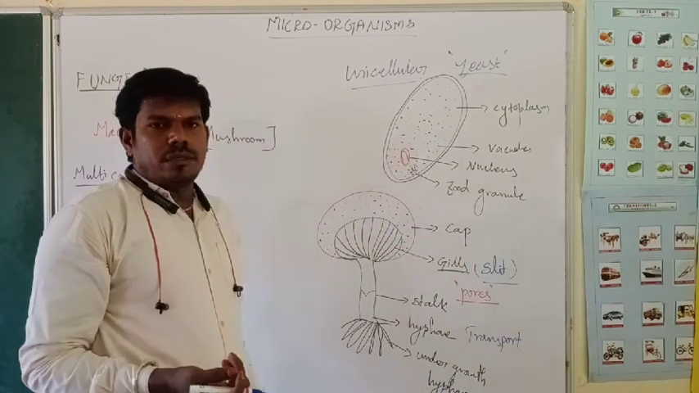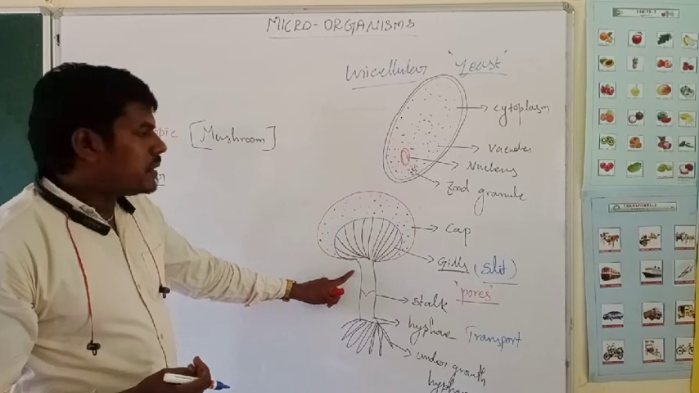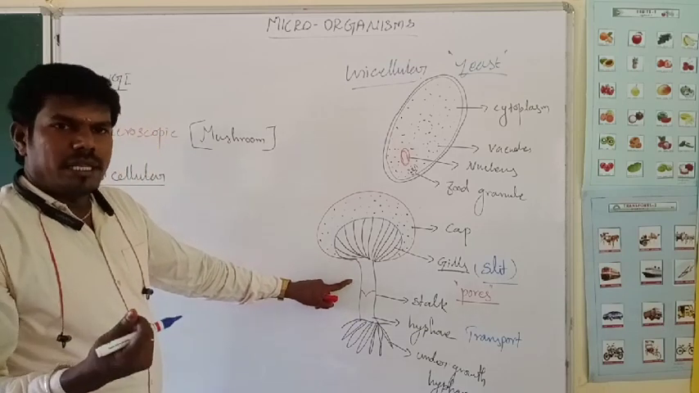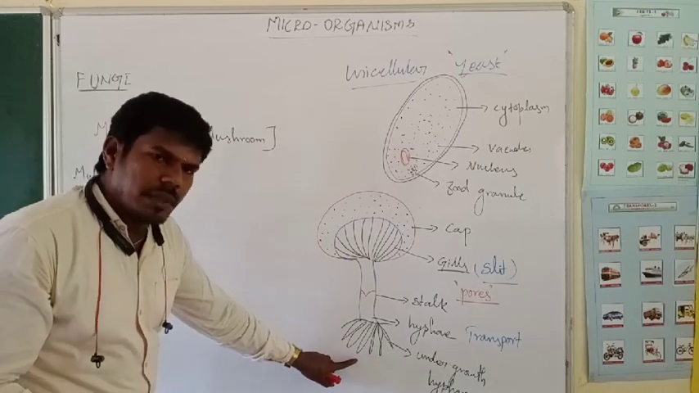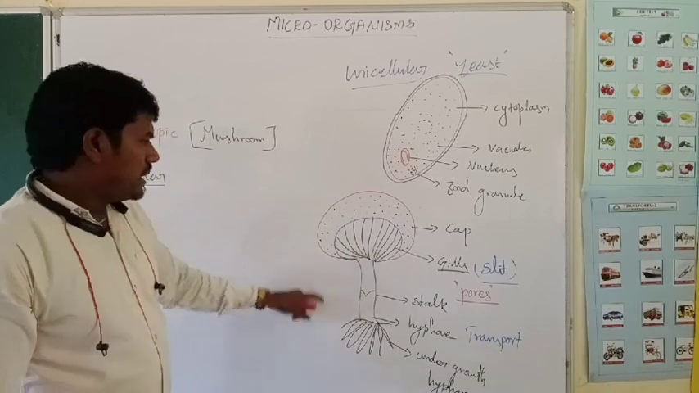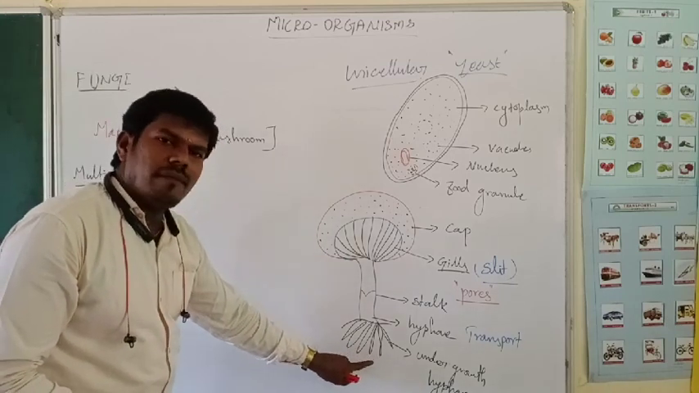Transport nutrient for mushroom growth. For mushroom growth, however, it needs to get energy, and that energy comes from the bottom, the root. Actually, this is a root-like structure. It's not like a tree. Roots are present in trees, and this is also root-like, but it is not well developed.